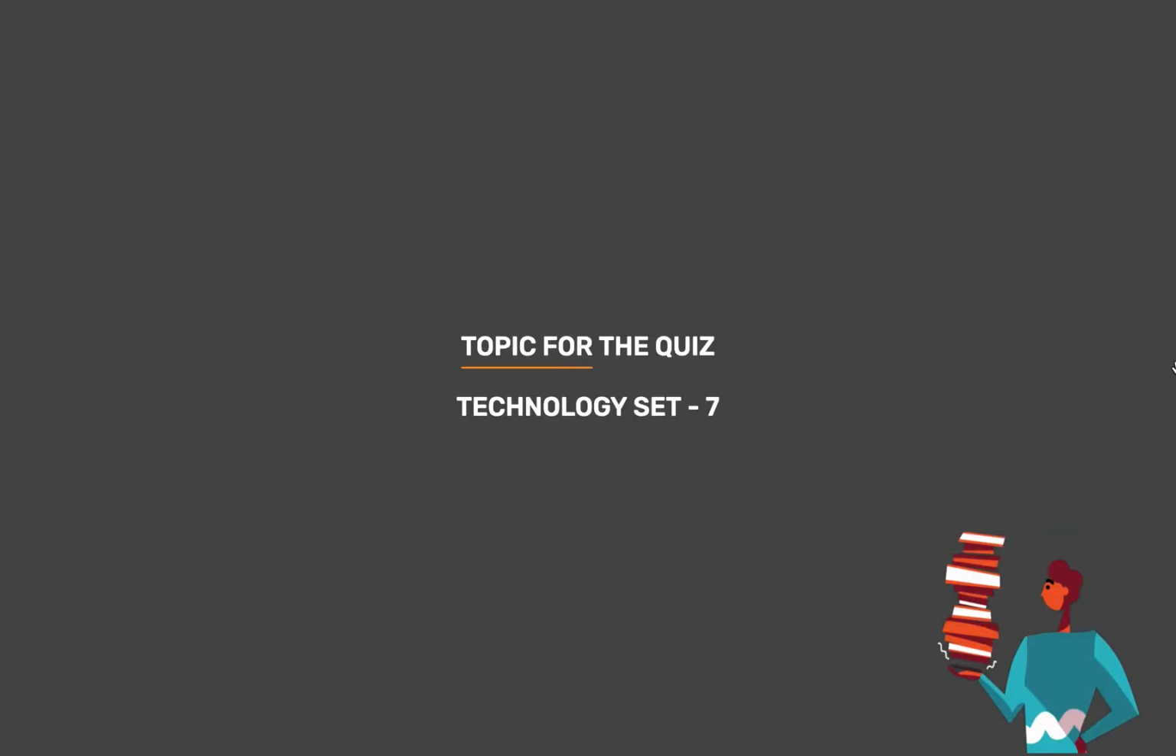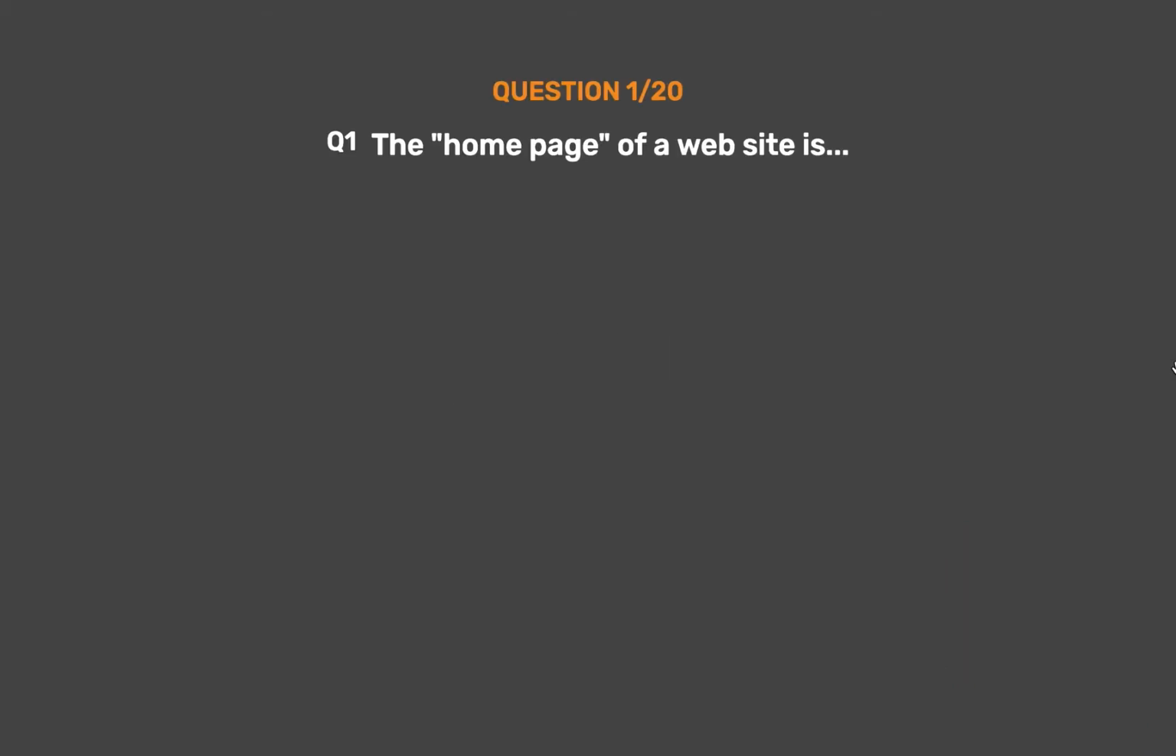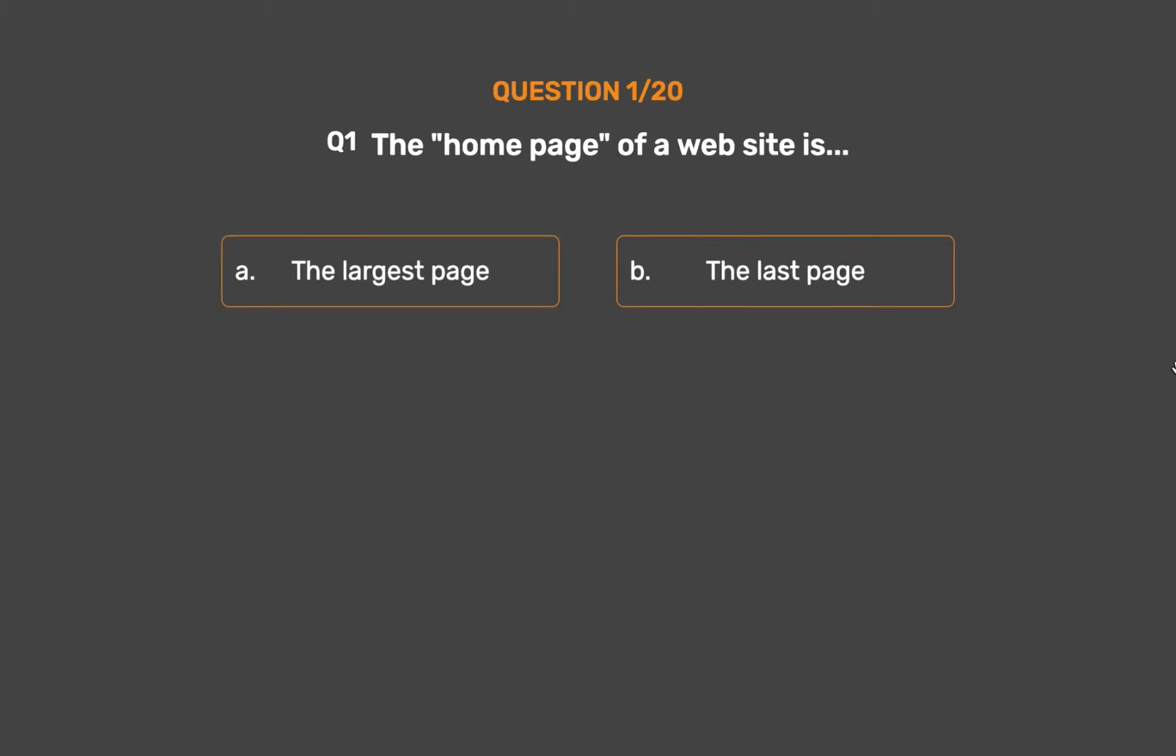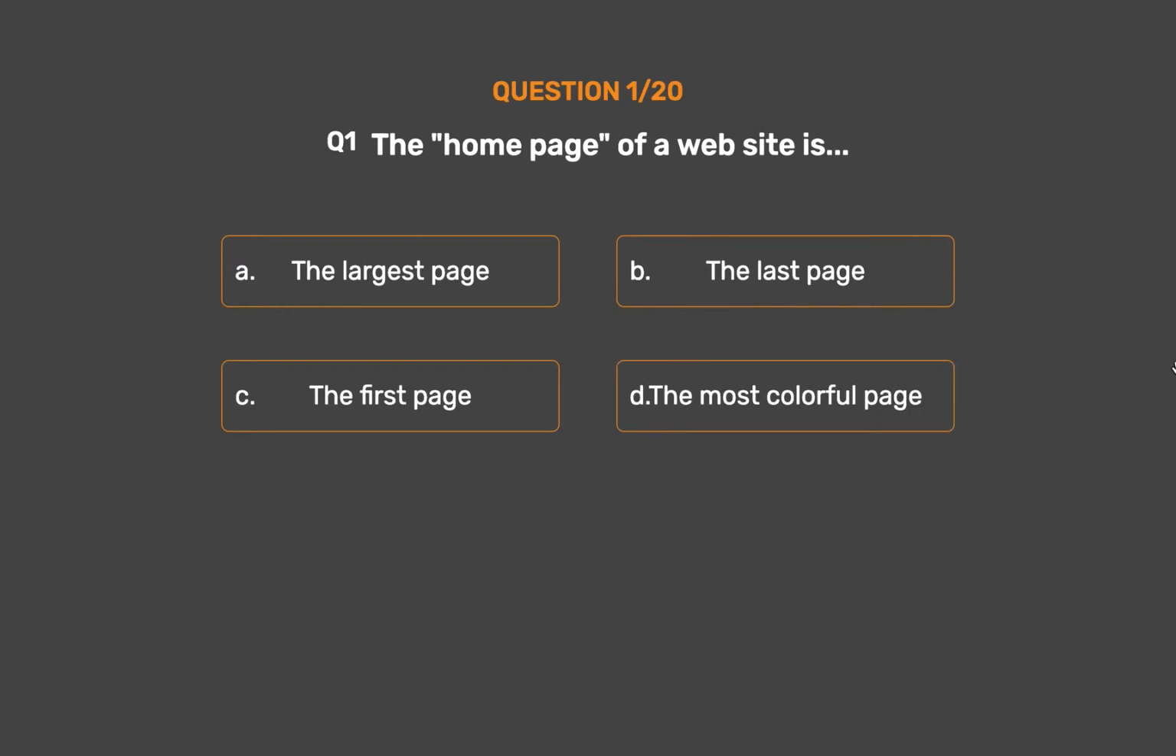Topic for today's quiz is Technology Set 7. Question number 1. The home page of a website is: Option A. The largest page. Option B. The last page. Option C. The first page. Option D. The most colorful page.